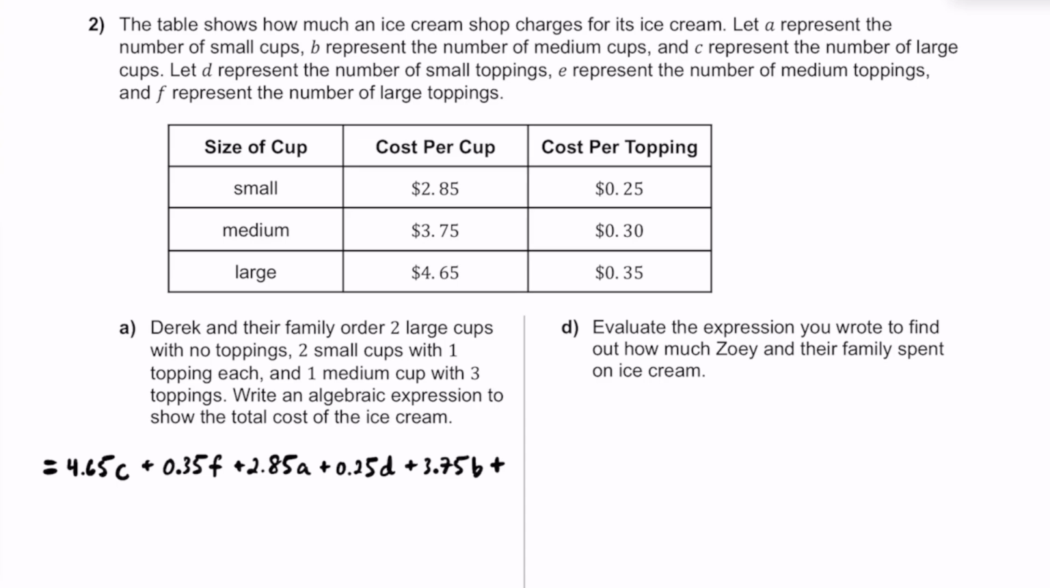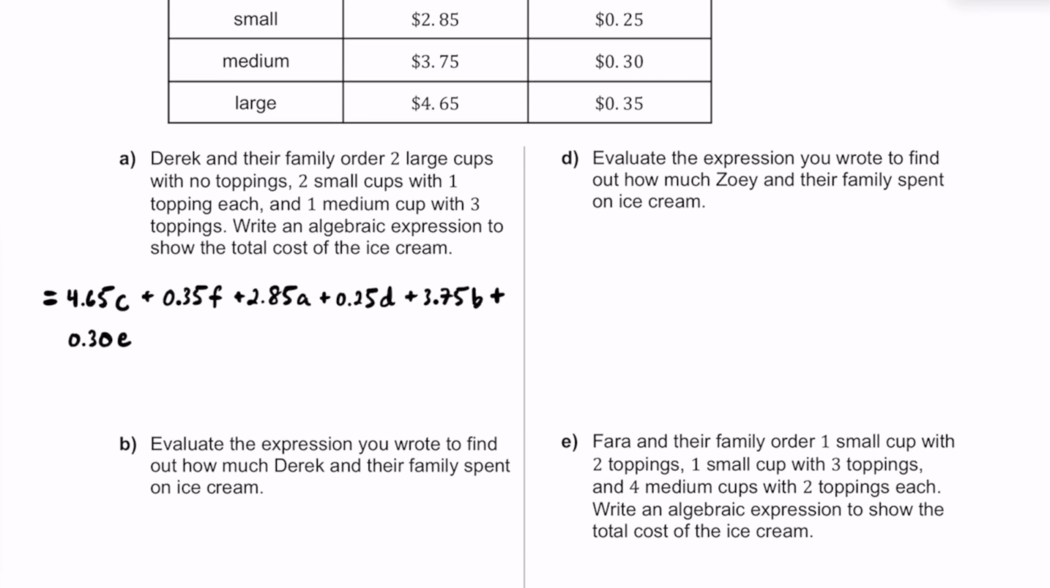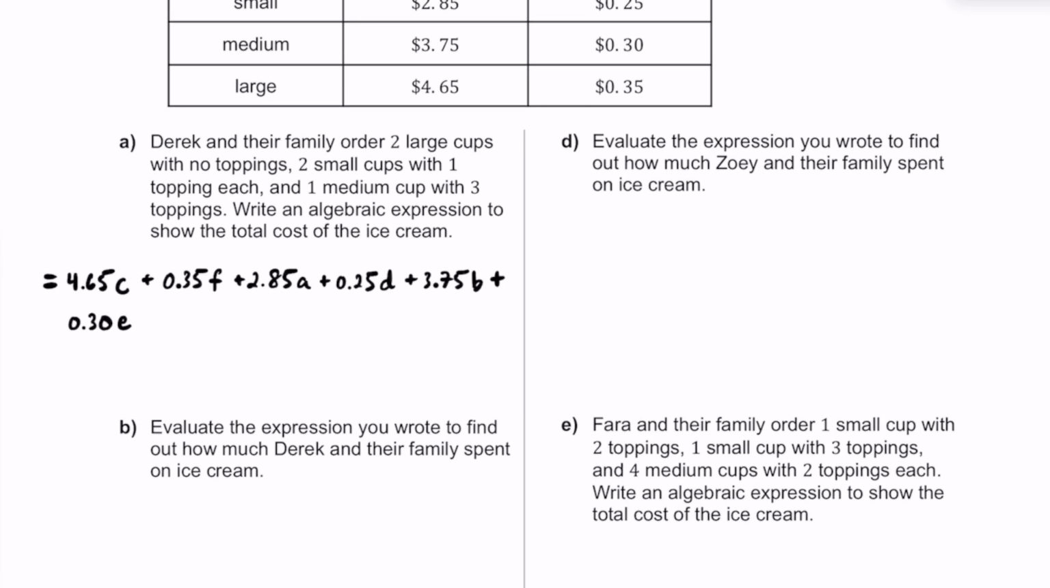We're going to go to the next line here. 3 of these medium toppings. The medium toppings are 30 cents each, so 0.30. And what's the variable for the number of medium toppings? It's going to be E. Okay, so this expression right here would tell us how much the total cost of their ice cream would be, right? Now in part B, we're going to go ahead and actually evaluate this thing.